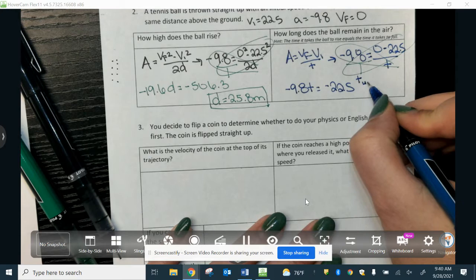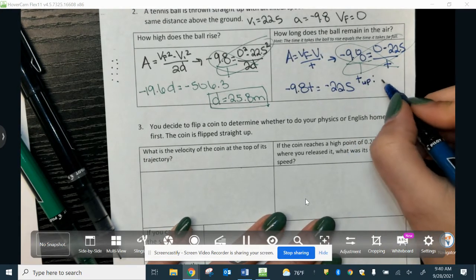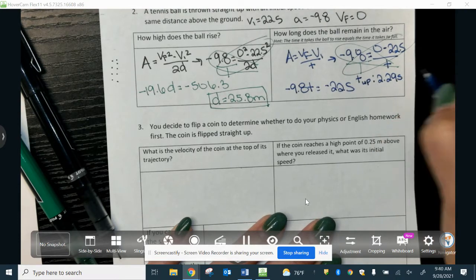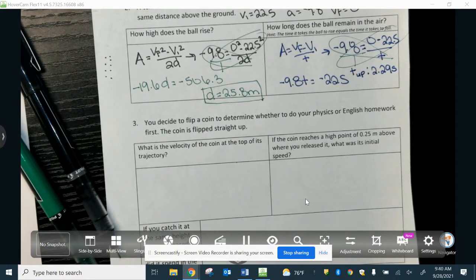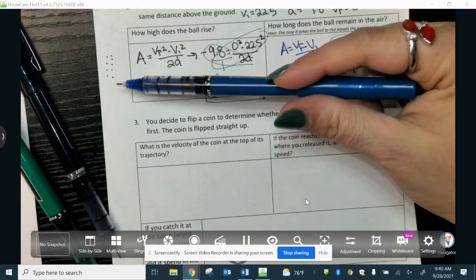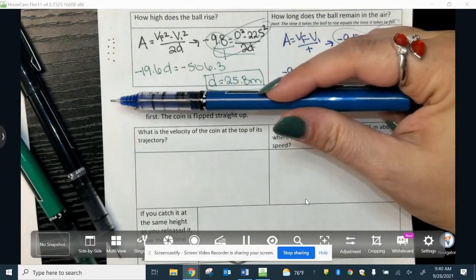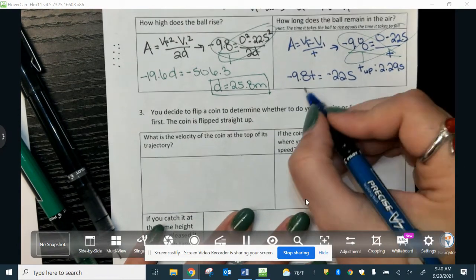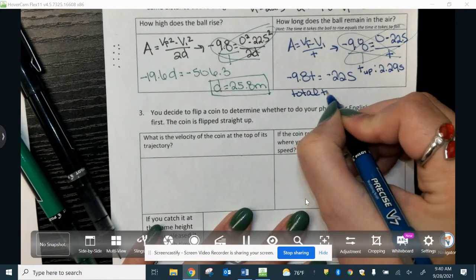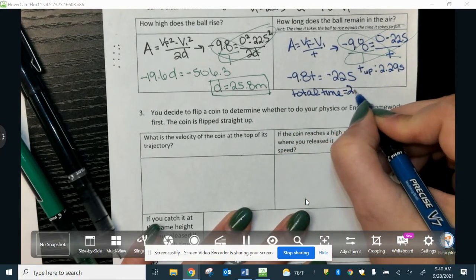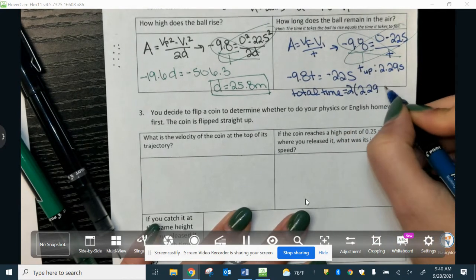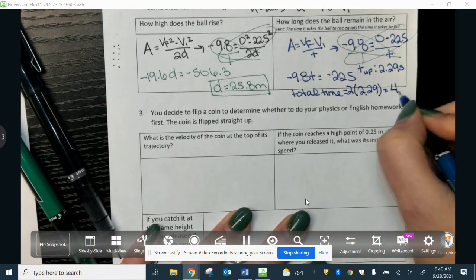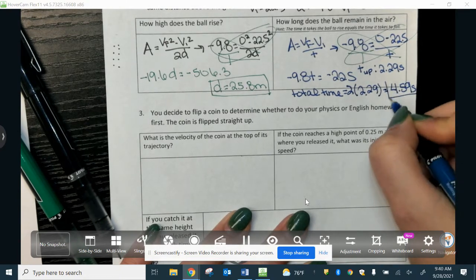So my time to get to the top, my time spent traveling up, is 2.29 seconds after I simplified it. I divided both sides by negative 9.8. It didn't ask me how long it spent rising. It asked me for the total time. So remember, time up equals time down. So to find my total time, two times 2.29 is going to be 4.59 seconds.